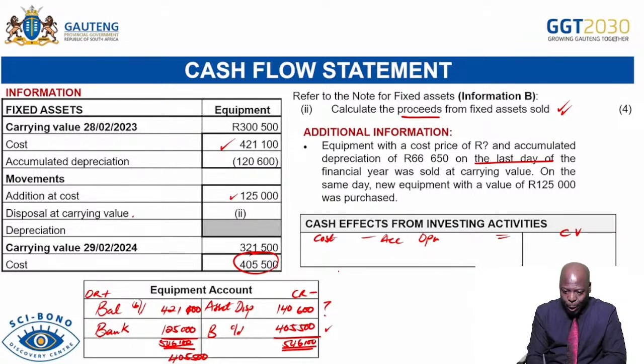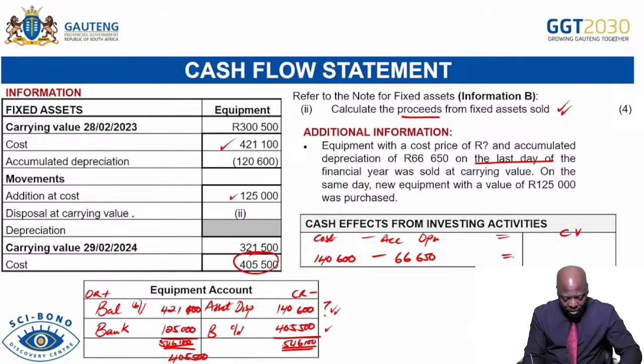So I already have my cost, which is 140,600. That is my cost, remember. I calculated it over here. Minus accumulated depreciation. And we're told it is 66,650. This is on the last day of the financial year. Okay? Therefore, it will now give me my answer here.